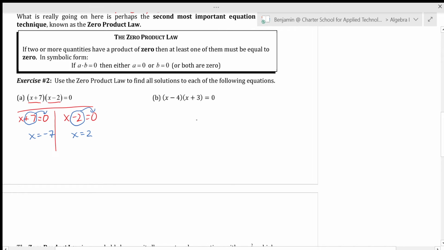I do the same thing for the next one. X minus 4 equals 0. X plus 3 equals 0. So x would equal a positive 4. You circle that, and circle that becomes the next one. So x equals a negative 3. Those are my two answers. If you were to look at your calculator, you get the same answer as well.